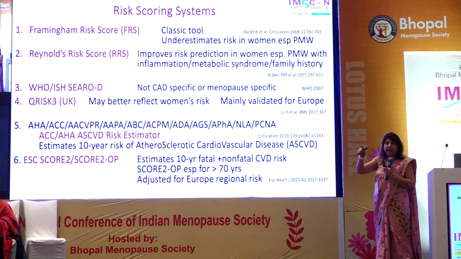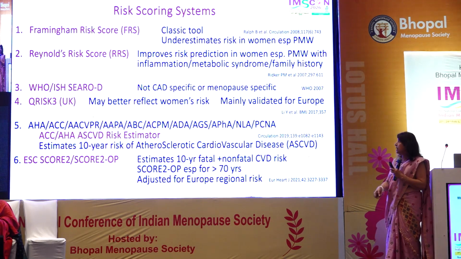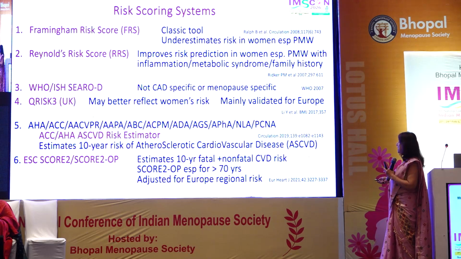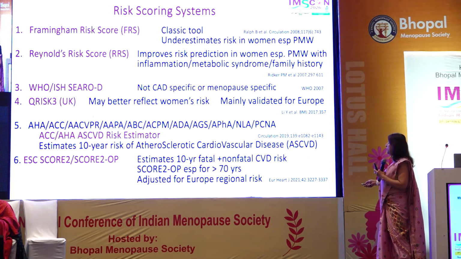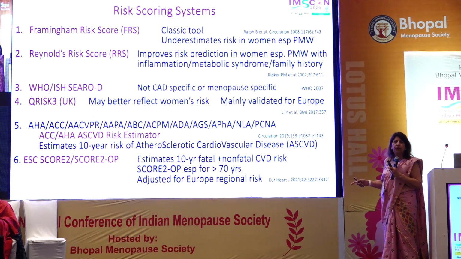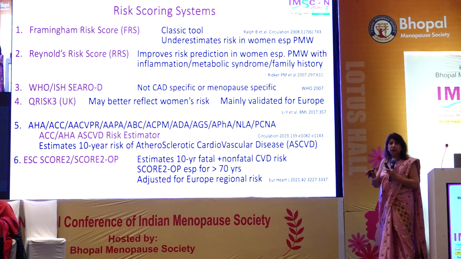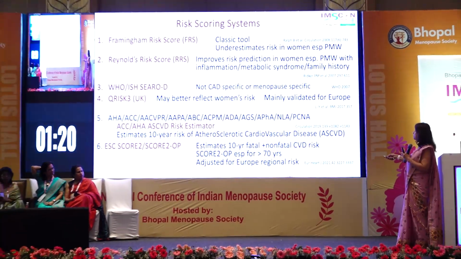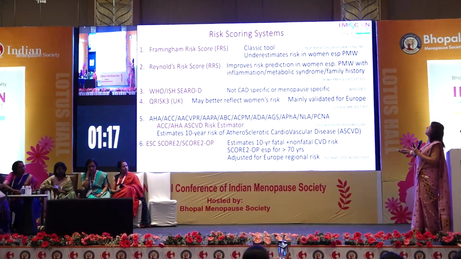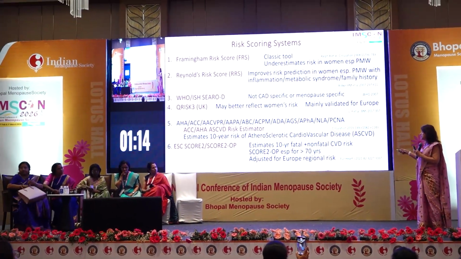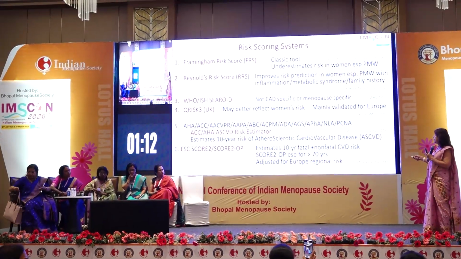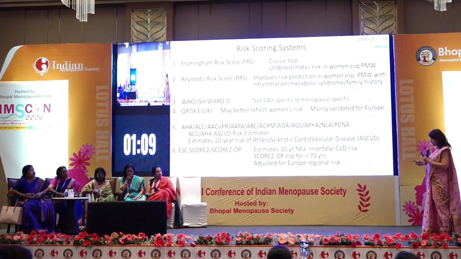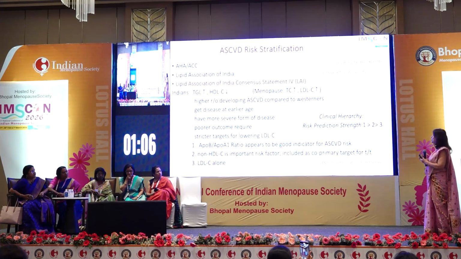We come under the D region. These are also colored charts, but they're not menopause specific. Then you have the QRISK for the UK and the European Society of Cardiology, and for the older population, OP. These are all adjusted for Europe, so they don't have much use for us. Then, look at this, so many societies have ratified this particular ACC, American College of Cardiology, American Heart Association ASCVD risk estimator. This estimates the 10-year risk, and it has sometimes been used so far.